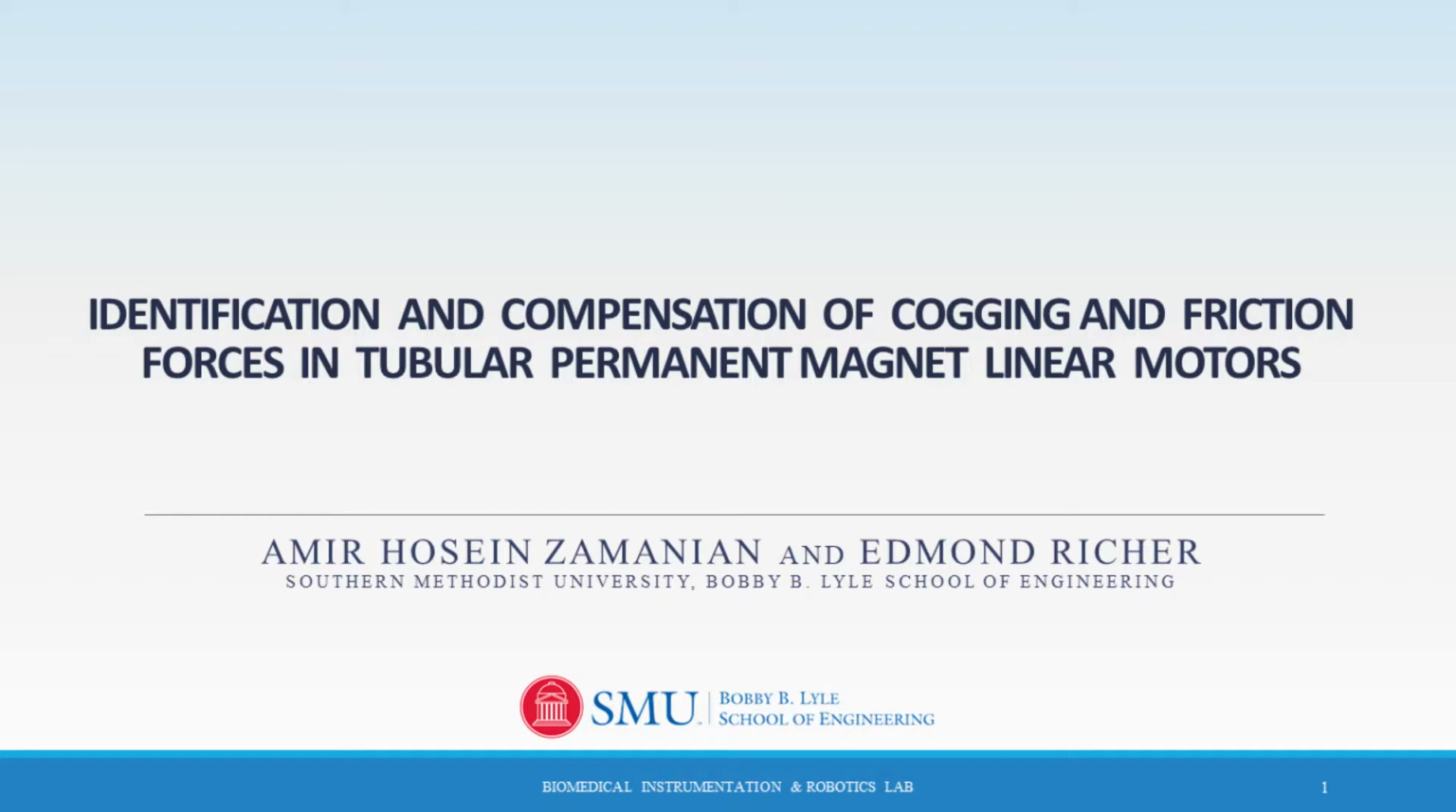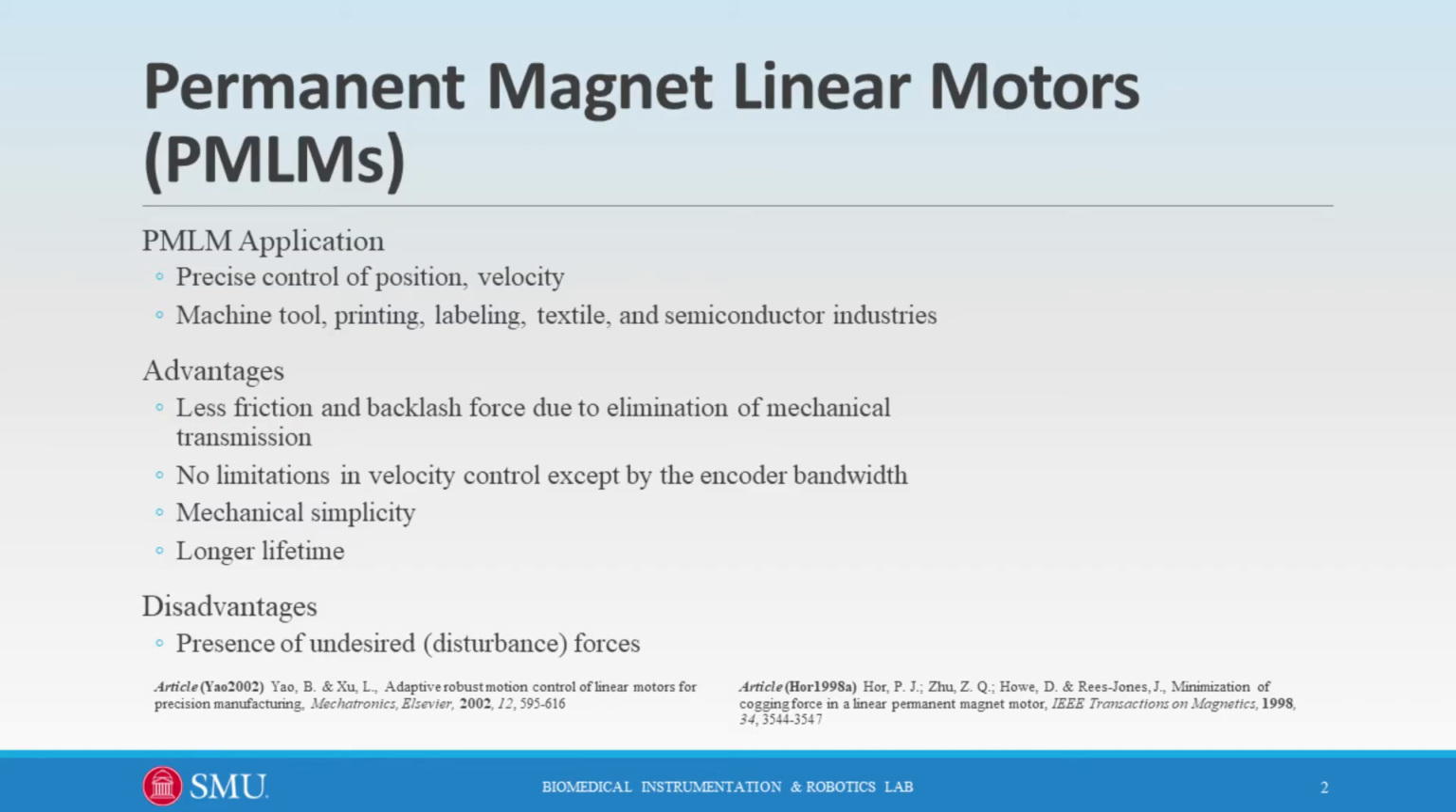Today I'm going to present identification and compensation of cogging and friction forces in tubular permanent magnet linear motors. Manufacturing industries are demanding faster and more precise loading and positioning systems to meet the growing requirement in productivity and precision. Permanent magnet linear motors are used for precise control of velocity and position in applications such as machine tools, printing, labeling, textile, and semiconductor industries.